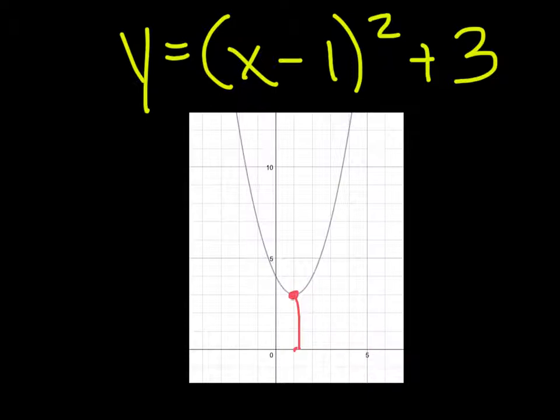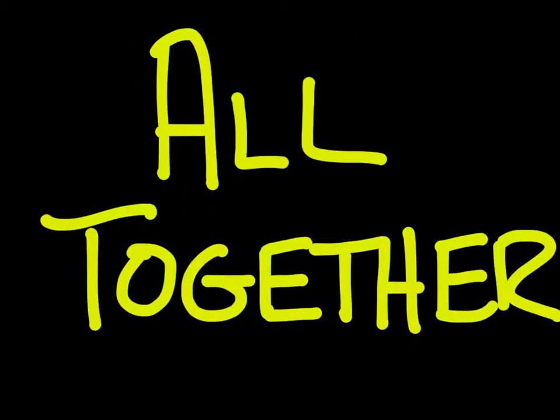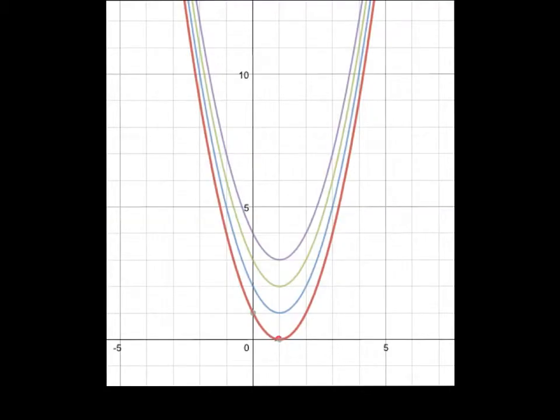This point here is over 1, up 3. There's my 1, there's the 3. That's the vertex of the graph. And here are all of them put together. This is where we started. That was plus 0. And then here we added 1, we added 2, added 3.